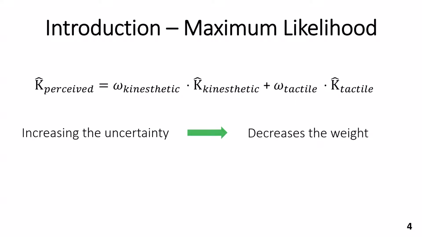If this were to be the case, it would mean that the total perceived stiffness would be a weighted combination of the information received from the two modalities. According to maximum likelihood, introducing uncertainty into the information received from one of the modalities would lower the weight the nervous system would attribute to this information.